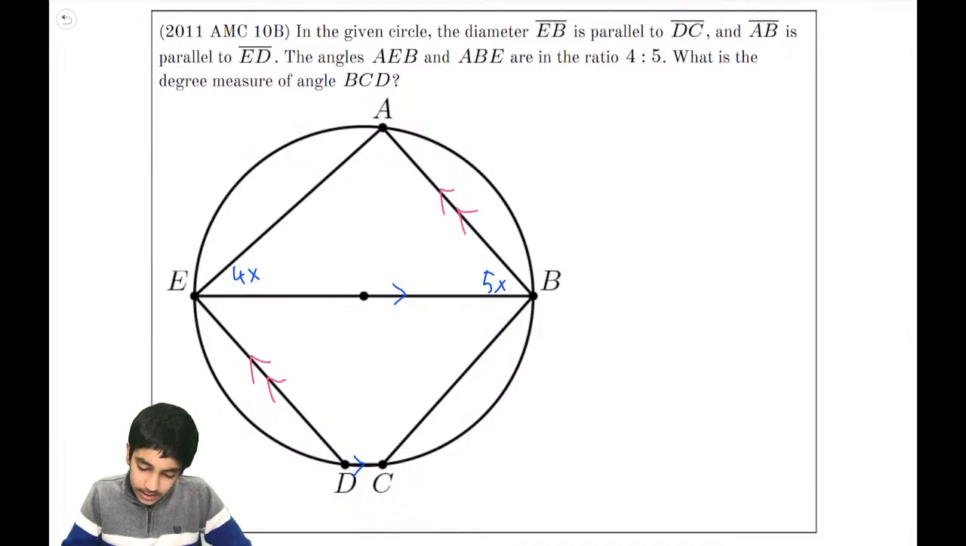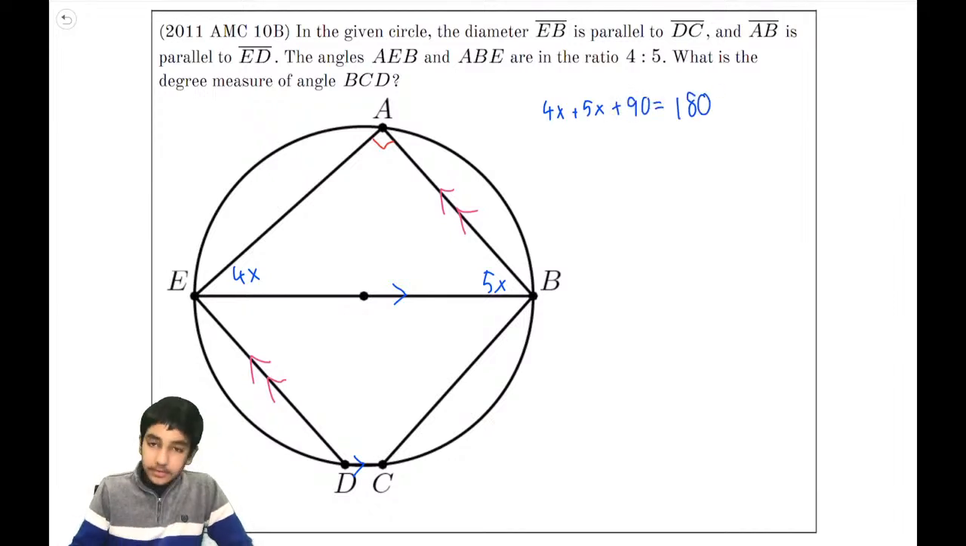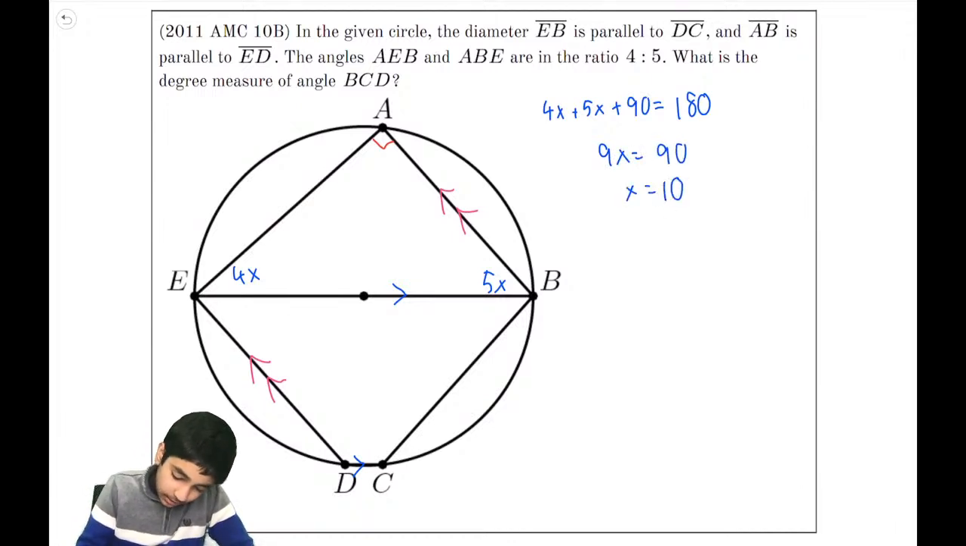Okay, now what do we know? EB is a diameter. What do we know about angles in a diameter? Angles in a diameter are 90 degrees. Very useful property. You should definitely know it. We already discussed that in the beginning. So we know this is 90. That means 4x plus 5x plus 90 is 180, and that means 9x is 90, or x is 10. We substitute that back. Let's write 40, 50 here.